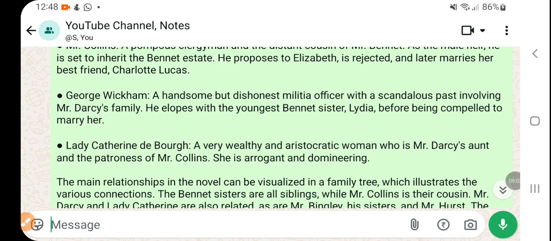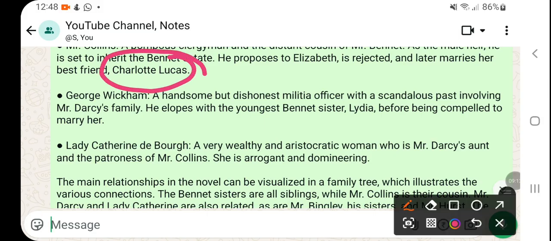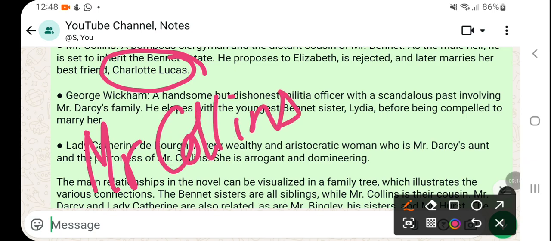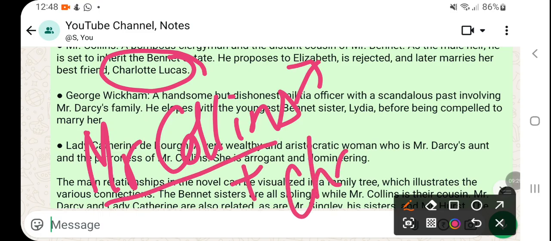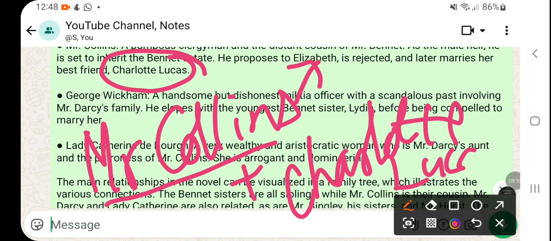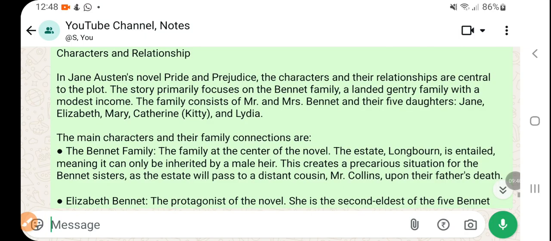He proposes to Elizabeth, is rejected, and later marries her best friend Charlotte Lucas. So Mr. Collins is Mr. Bennet's cousin, and he proposes to Elizabeth, but she refuses. So he gets married to Charlotte Lucas, and she is the close friend of Elizabeth, right?